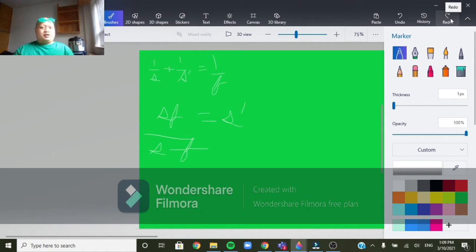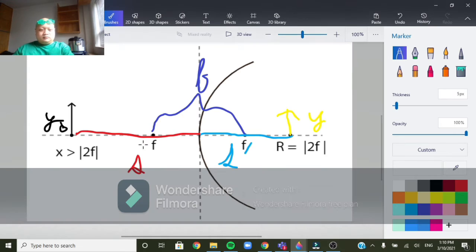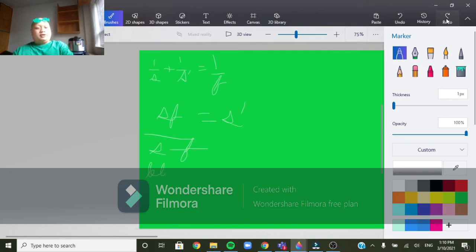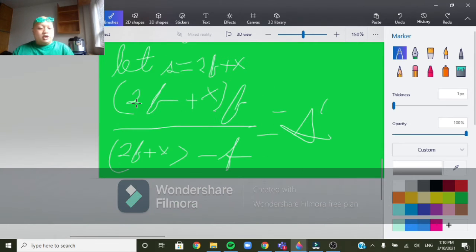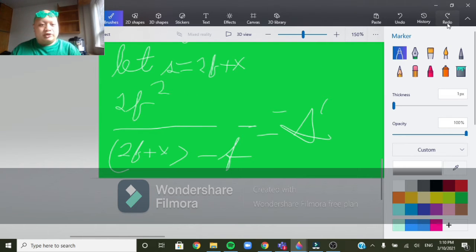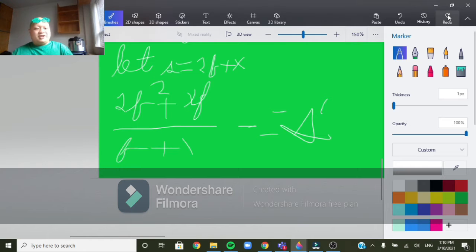So we know that X is more than twice the focal distance, so we can plug that in for S, since S is basically 2F plus X. So we let S equal 2F plus X, and then we plug in 2F plus X for S. Multiply in the numerator, multiply both sides by F, so it'll be 2F squared plus X times F. Now for the denominator we add like terms, so it's just F plus X.